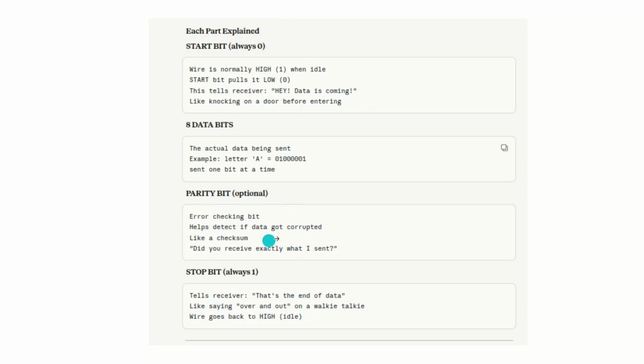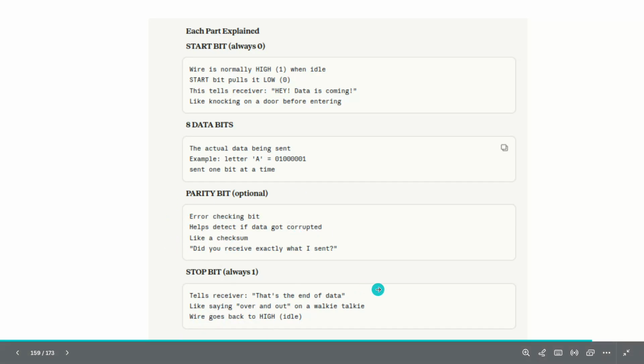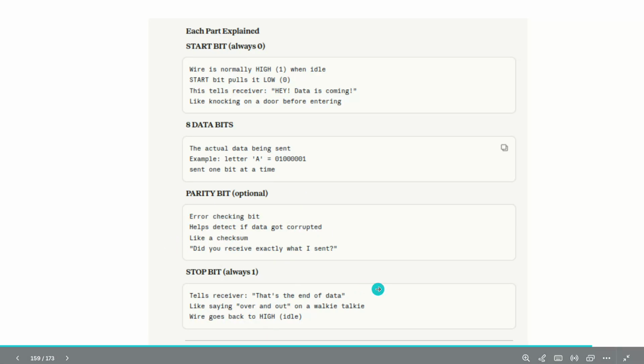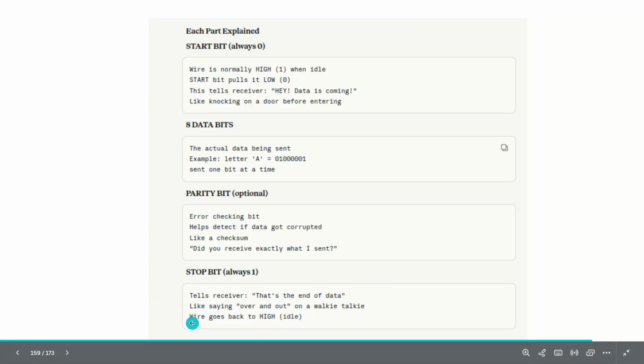Now there is a parity bit which is optional. A parity bit is an error checking bit. It helps detect if data got corrupted. Did you receive exactly what I sent is usually checked. It's an optional part, but it is used for checking if the same data that we have sent is received there. If the data gets corrupted in between, that is checked using this parity bit. Stop bit, that's the end of the data, like saying over and out on a walkie-talkie. So the wire goes back to high now.